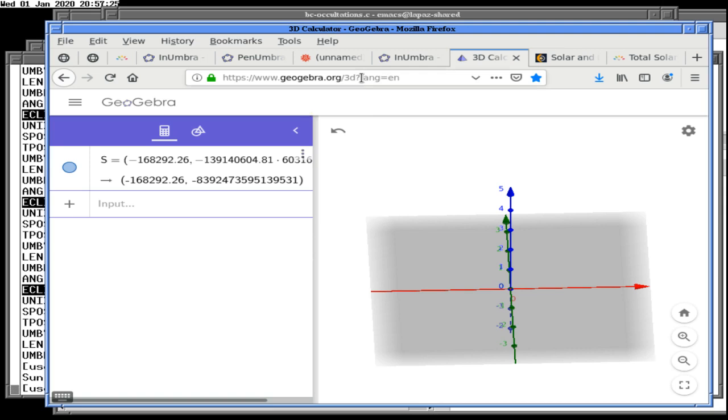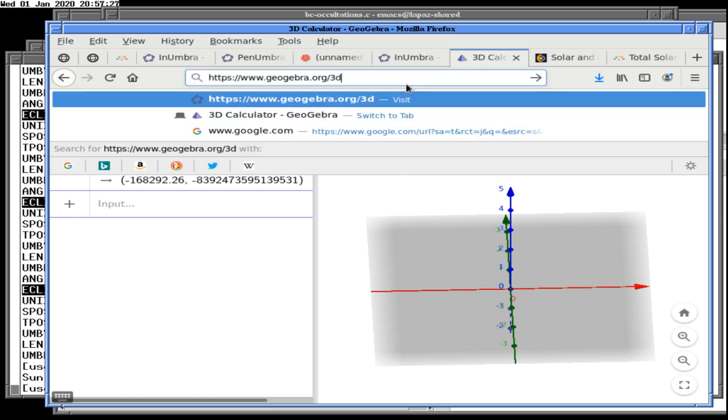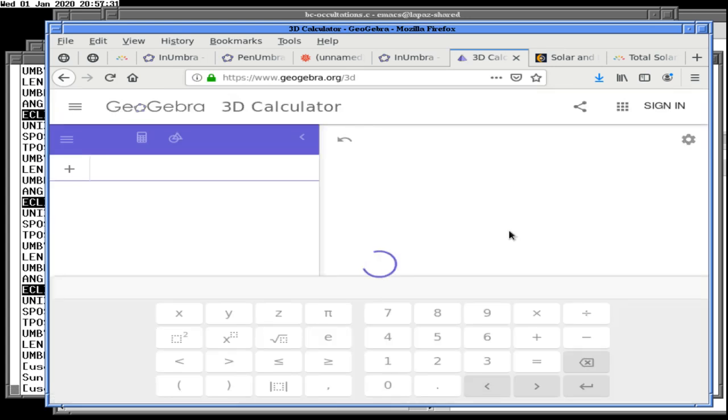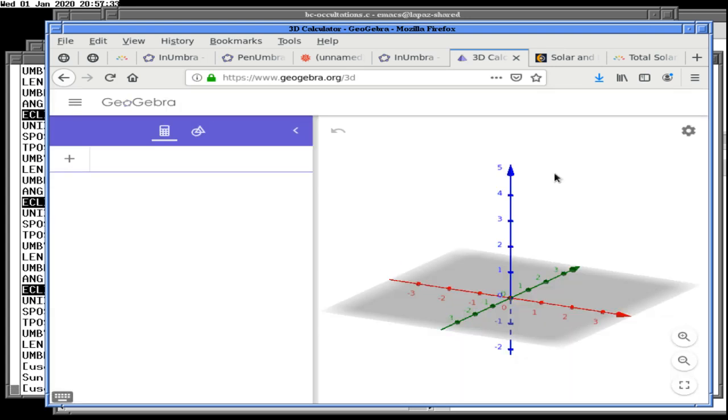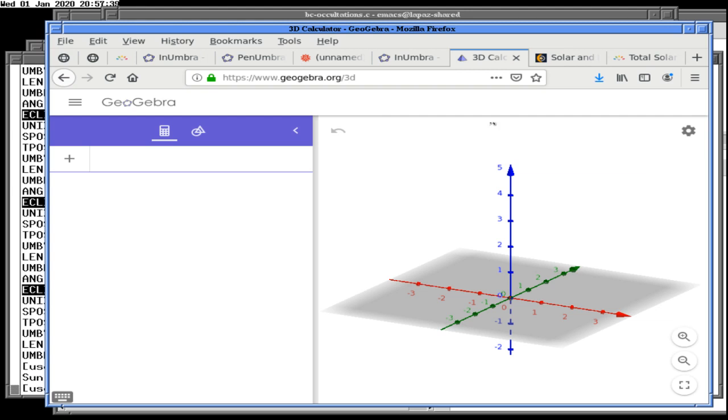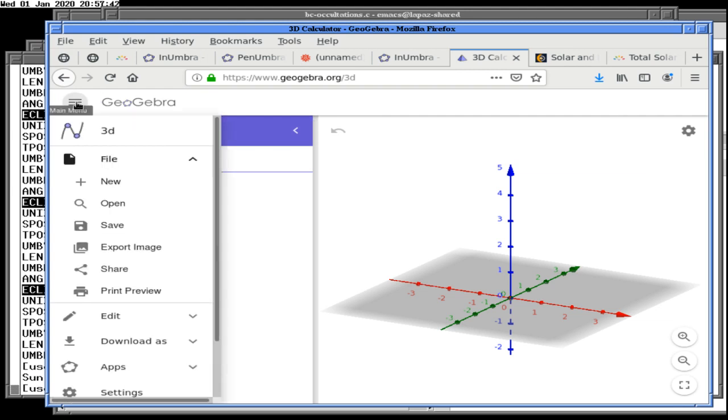I think if I do this, I should get a new set of axes and everything. But in fact, if I sign in, I should actually be able to create my own stuff, unless I am signed in. Oh, no, we are at the new now.